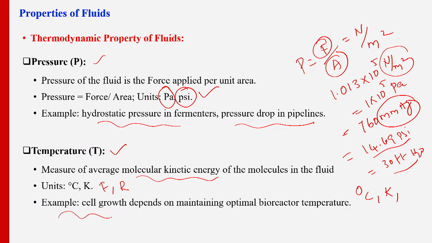Where we want to use temperature: cell growth depends on maintaining the optimal bioreactor temperature, because when you want the cells to grow, we have to maintain the optimum bioreactor temperature.